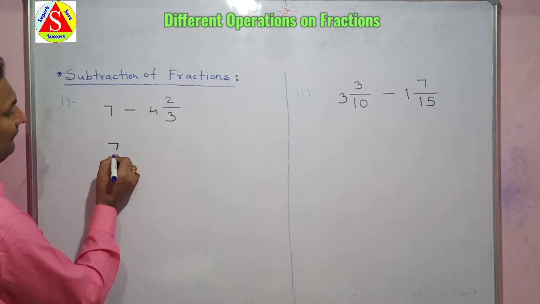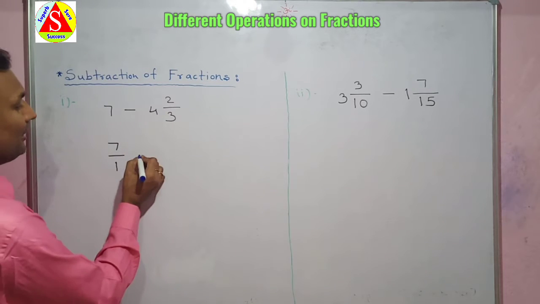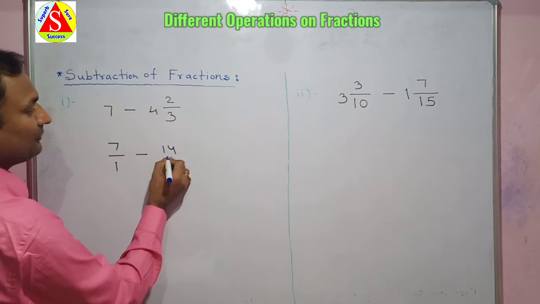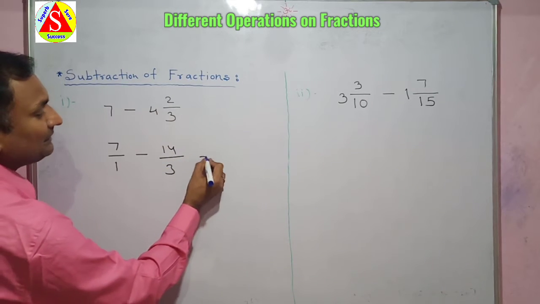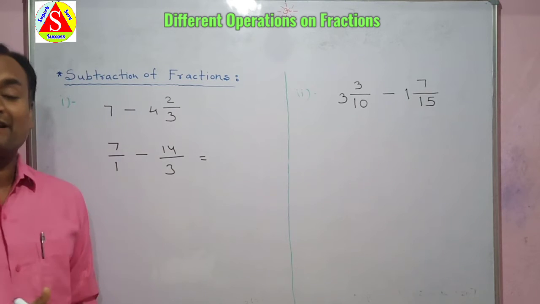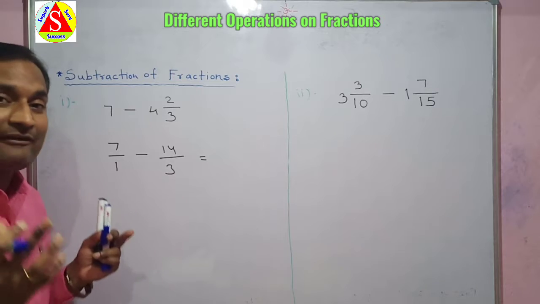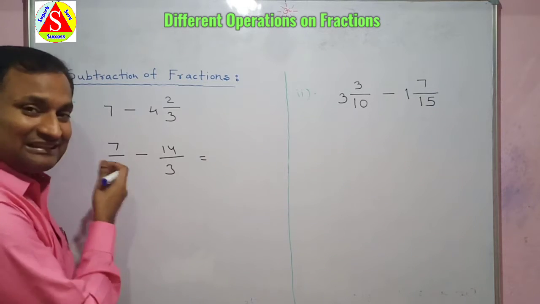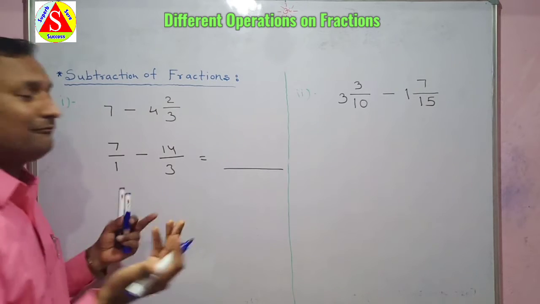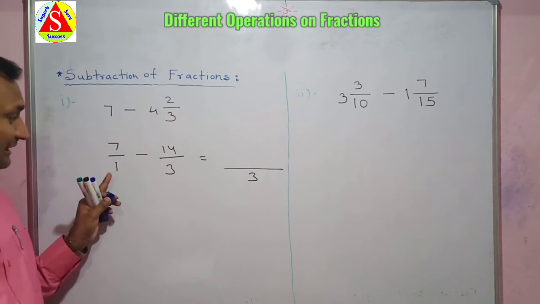So we will have 7, we can write it as 7 by 1, for simplification. Minus, 4 3s are 12 plus 2, that is 14. So we will have 14 by 3. Okay, so since here we have unlike fractions, meaning different denominators, we have to take the LCM. In this case it is very easy, because the LCM of 1 and 3 is 3 only.